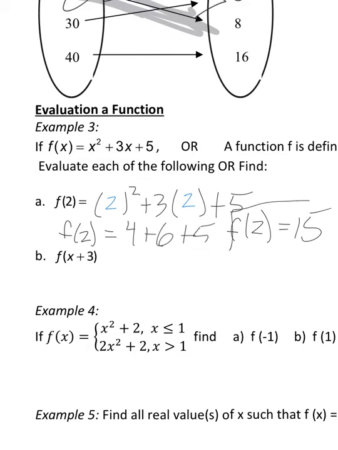So what's nice about the function notation is instead of having y equals 15, we have f of 2 equals 15, and then we have both pieces of data within this notation, the input and the output.